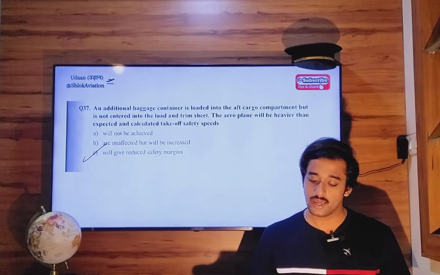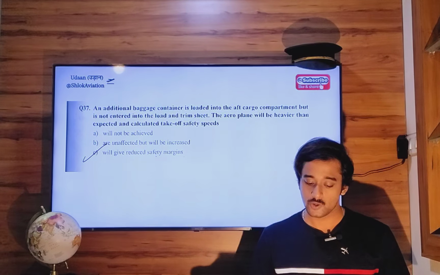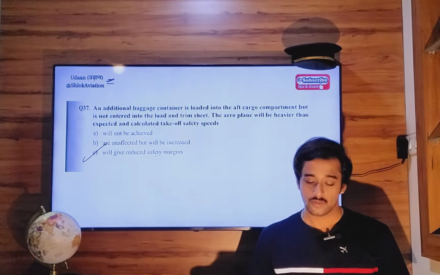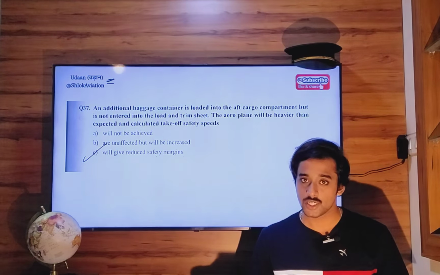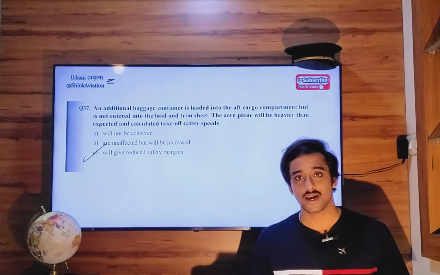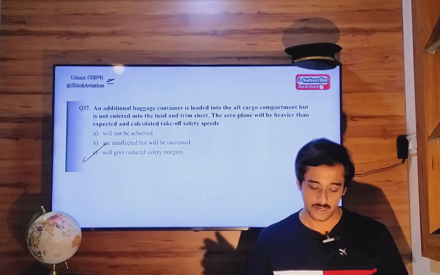That's why it's very important that you enter all the items in the load and trim sheet. You don't miss out anything and all your calculations are up to the mark, are accurate basically.